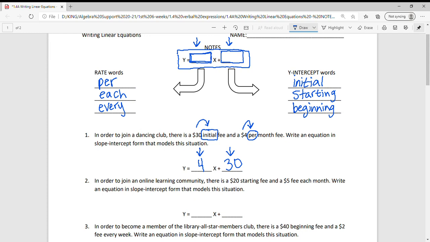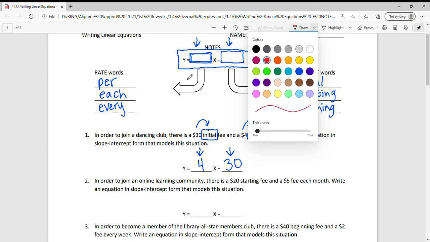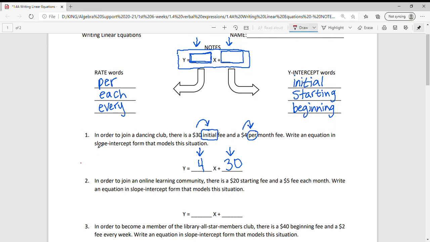Okay, we'll do two more together. So this next one, it says, in order to join an online learning community, there is a $20 starting. So I want you to circle every y-intercept word you see. So that 20 is going to be our y-intercept word, $20 starting fee. And a $5 fee each. So here's our rate word, month. So same thing, we want to write our equation.